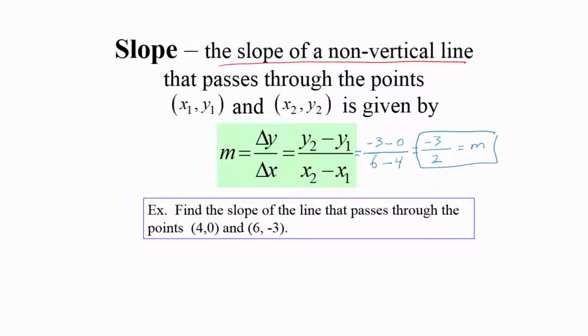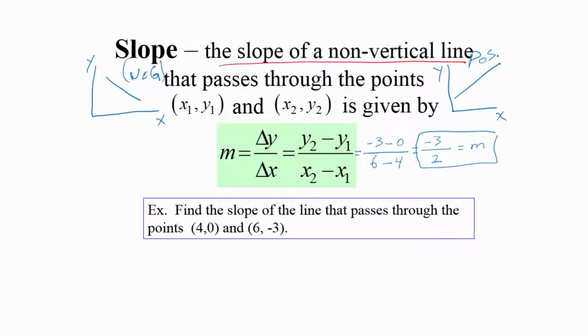By the way, the negative slope means the line is going downward from left to right. A positive slope means the line is going upward from left to right, right? So this line here, for example, has a positive slope, which is going upward, and this line here would have a negative slope. This is negative, this is positive.